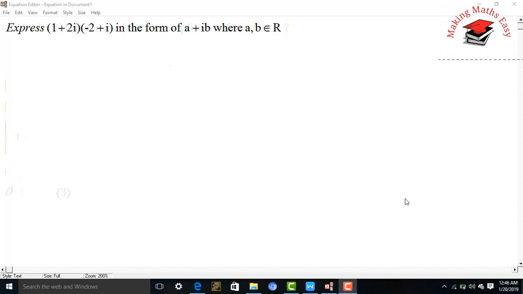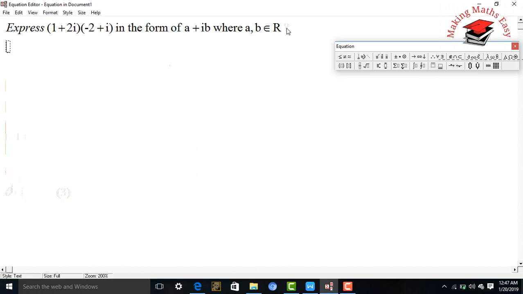Our next sum is to express 1 plus 2i into minus 2 plus i in the form of a plus ib. This is multiplication of two complex numbers. We have to multiply two complex numbers and make a single complex number in the form of a plus ib. So start with the numbers we have: 1 plus 2i is the first number, and minus 2 plus i is the second number.